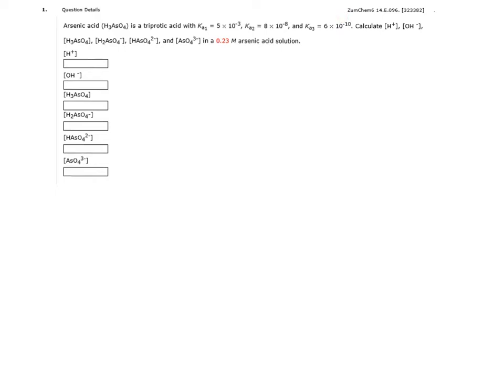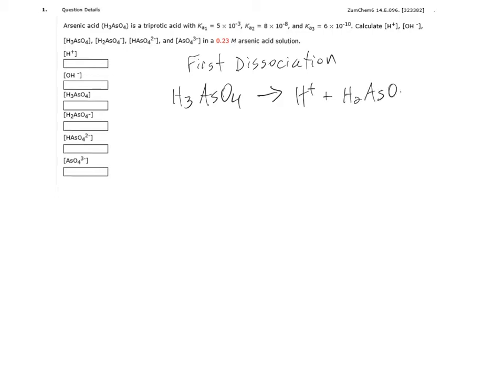First, let's write dissociation equations, and I'm going to note that we're going to start with the first dissociation, that is, the first donation of a proton to solution. As with any acid dissociation, just write the formula of the acid, an arrow, an H, and then what's left after donating just one of the H's. So H3AsO4 becomes H2AsO4 with a minus charge.